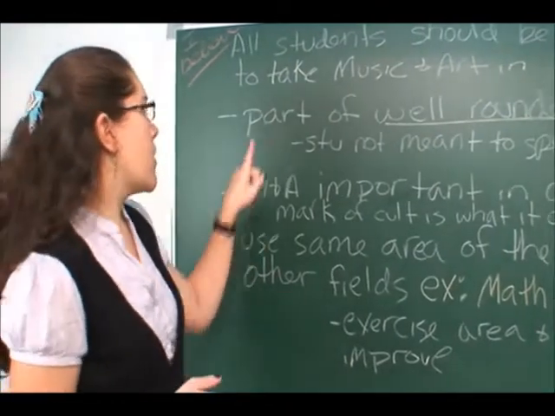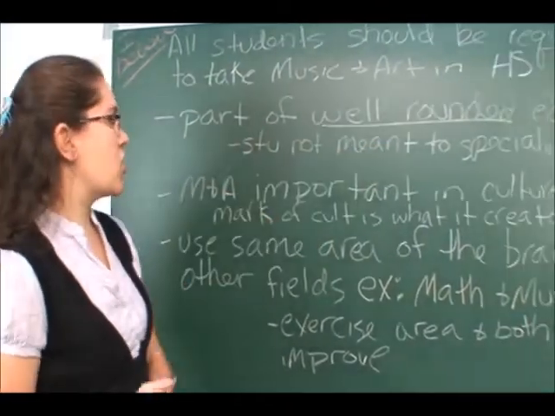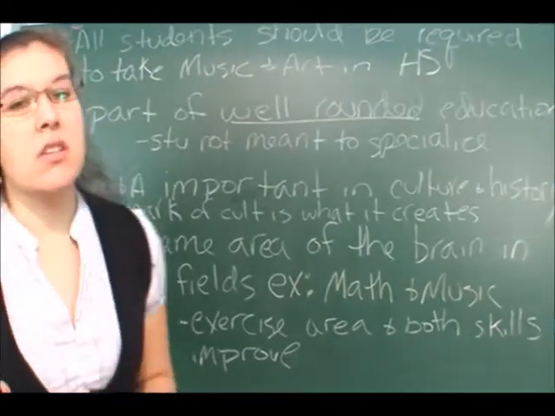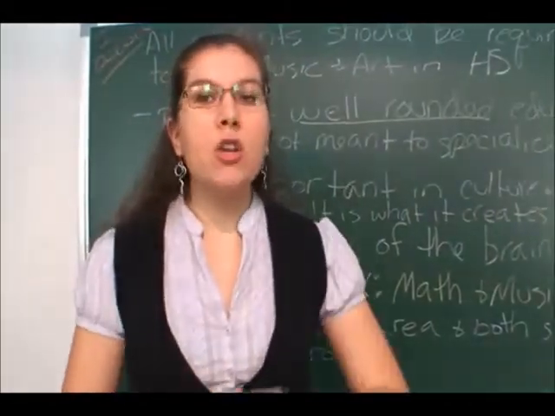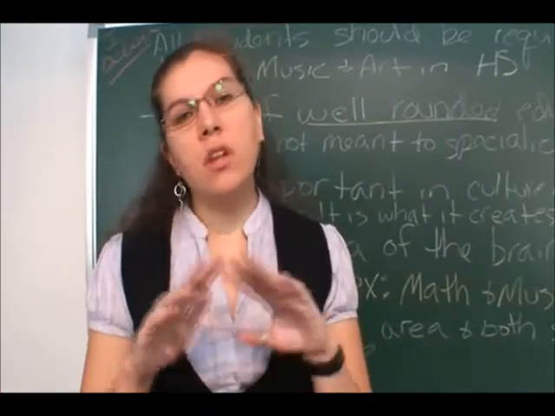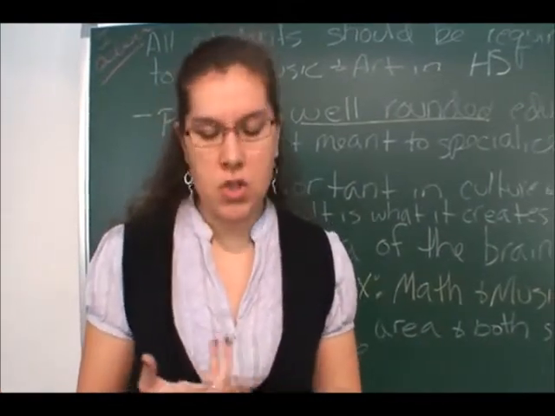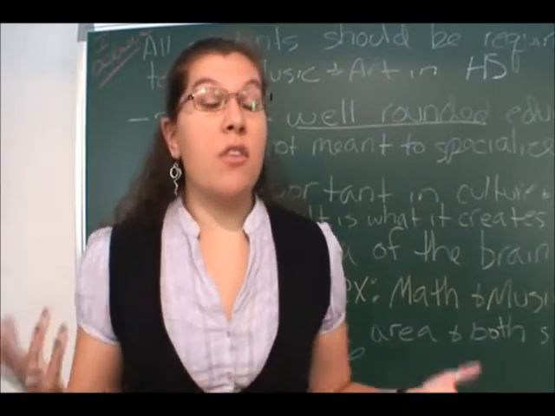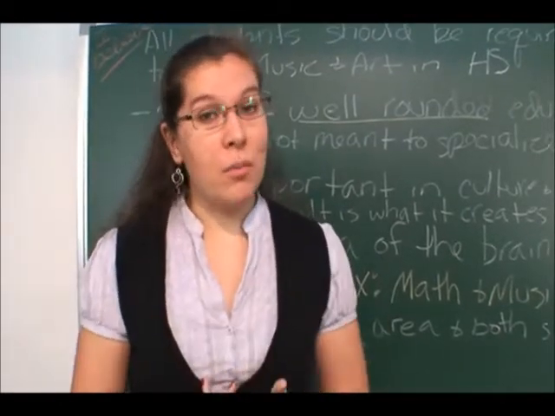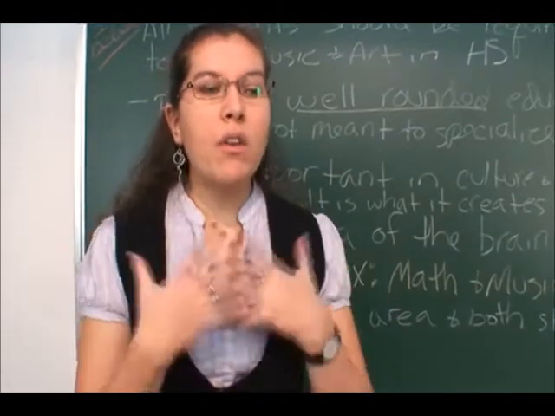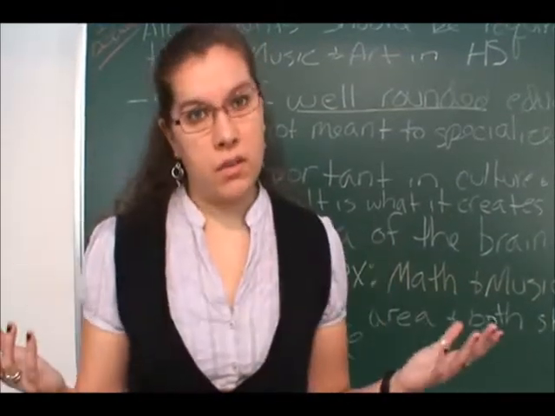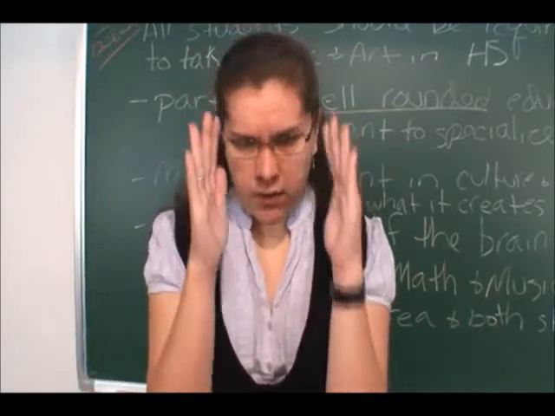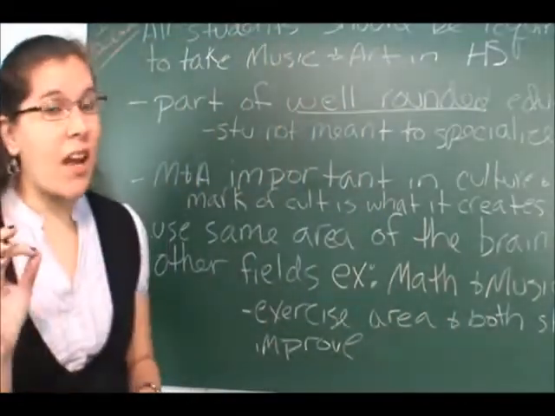First, because part of a well-rounded education is art and music. Now, a well-rounded education is an education that includes everything. So you have a general understanding of math, science, history, anthropology, literature, another language, and art and music. So a well-rounded education includes all of those. And it is important for people to get a well-rounded education and not just one area, especially in high school.